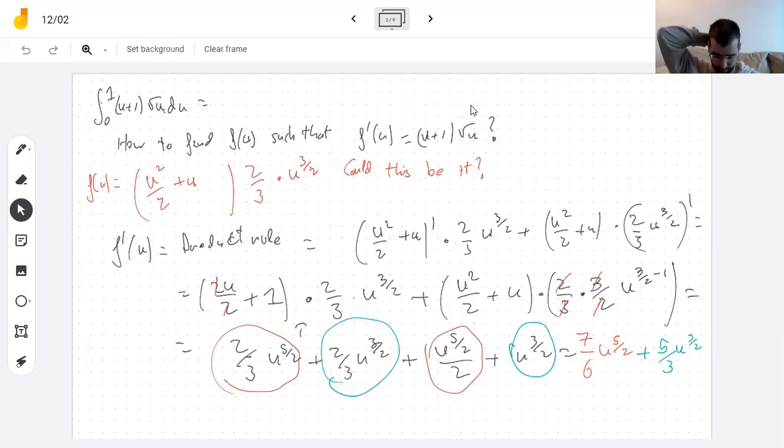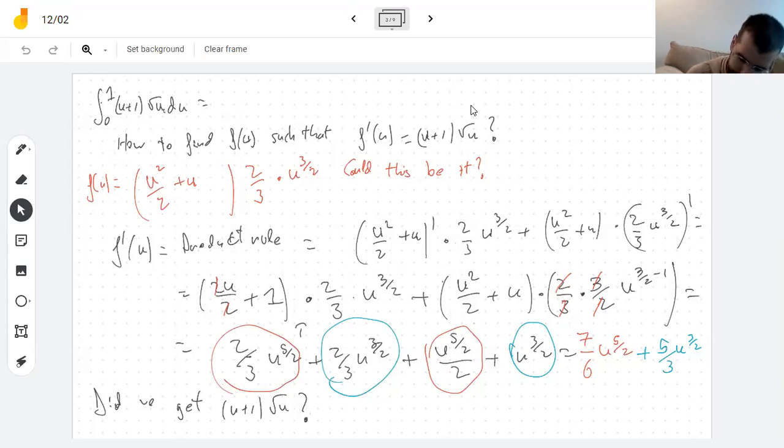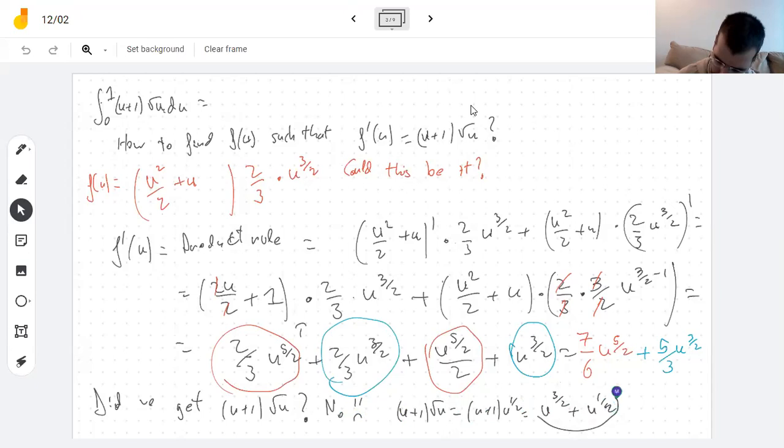Okay, so do we get the function we wanted to get? Well, they could be simplified differently, but no, we didn't. So this wasn't the answer. How can I see that these are not the same? Well, I can write root of u as u to the 1/2, and this is u to the 3/2 plus u to the 1/2. And now these don't look the same.